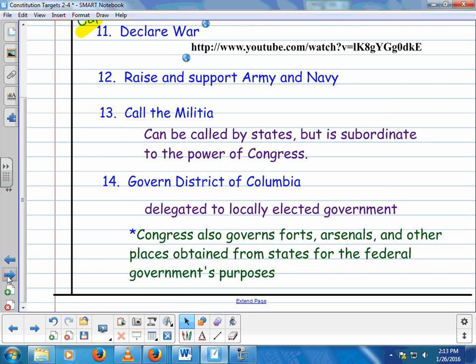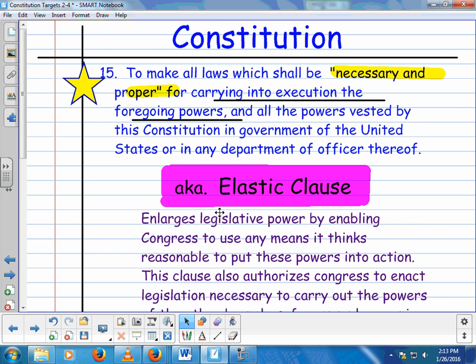All right, the next thing that I want to talk about, which is still part of the powers of Congress, is known as the Necessary and Proper Clause, or also known as the Elastic Clause. Let me read through this. To make all laws which shall be necessary and proper for carrying into execution the foregoing powers, and all the powers vested by this Constitution in the government of the United States or in any department or officer thereof.